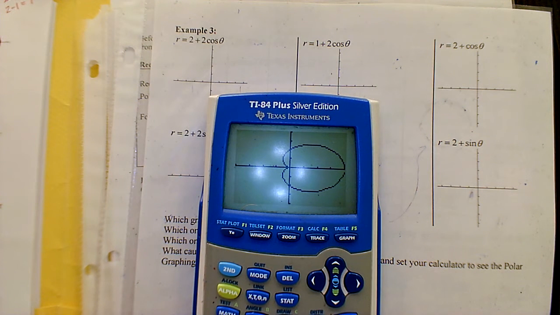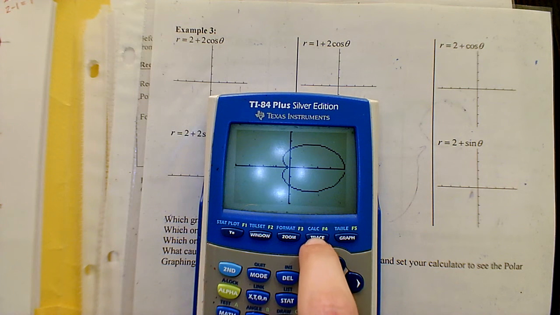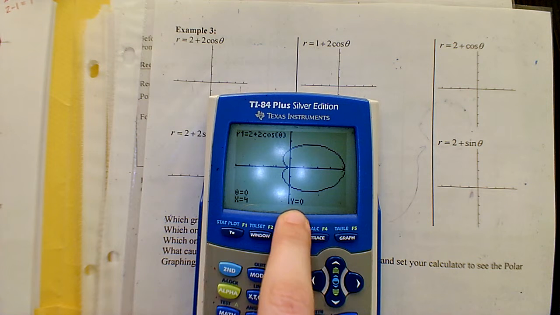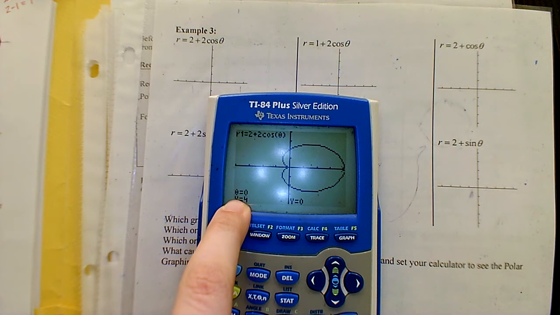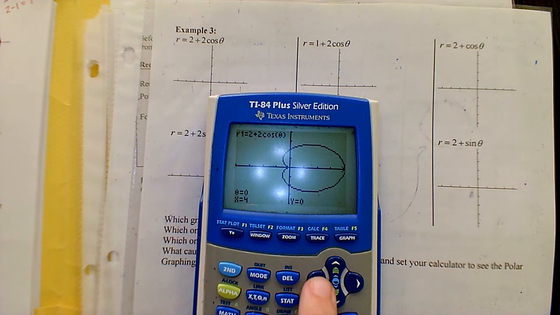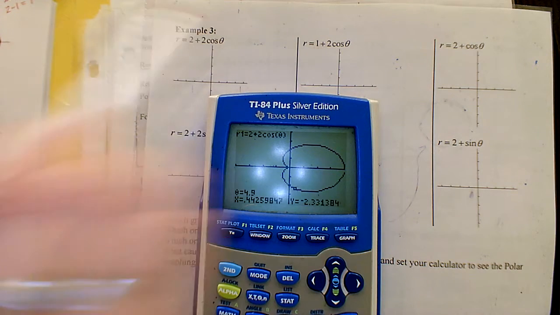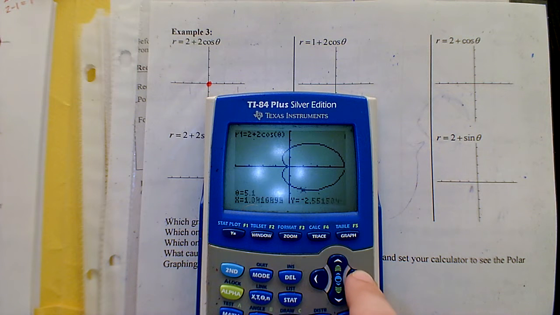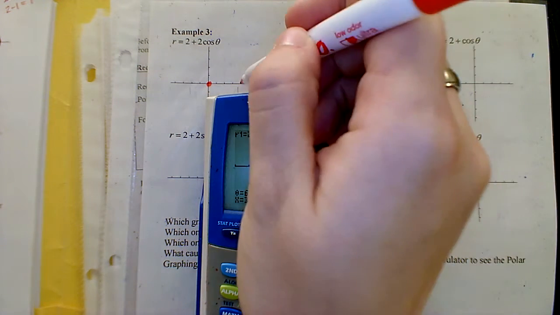Did we get that heart looking shape? Yeah? So what we're going to try to do is draw that as best we can on here. If you hit the trace button, notice how it'll come up as the rectangular coordinate, but it'll also tell you the angle at which you're using for that ordered pair. And you may have to use your left and right keys to help you move that cursor. So if you want to go ahead and plot some points, you can, or maybe you just want to draw a rough sketch. Looks like we definitely go through the pole, and then the rightmost point, I think, has a value of 4.